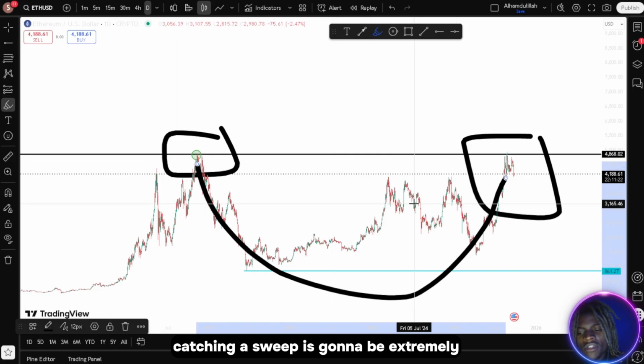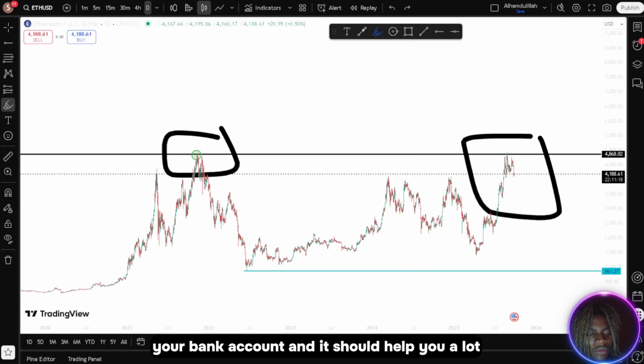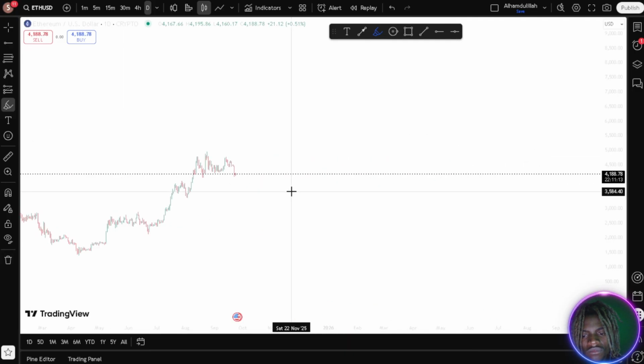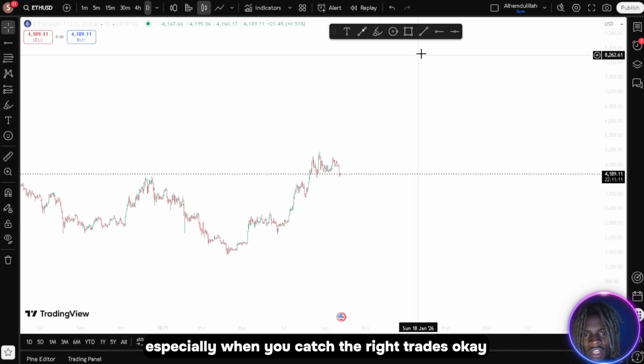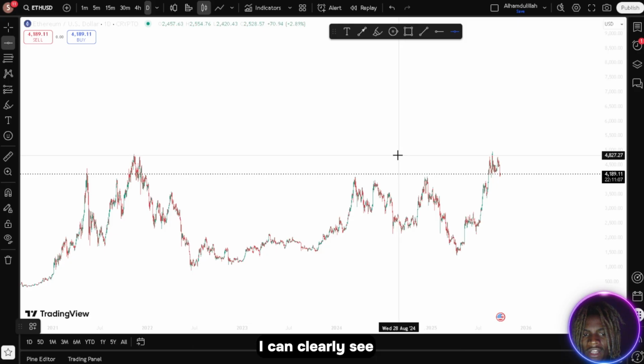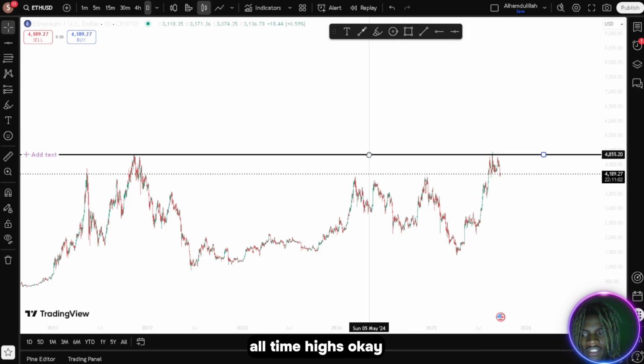Catching a sweep is going to be extremely nice to your P&L, your bank account, and it should help you a lot. Set you up with a really nice bundle of money, especially when you catch the right trades. So we can check here. On the daily time frame, I can clearly see price wants to try and reach this level here, all-time highs.